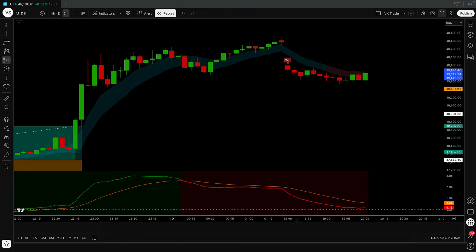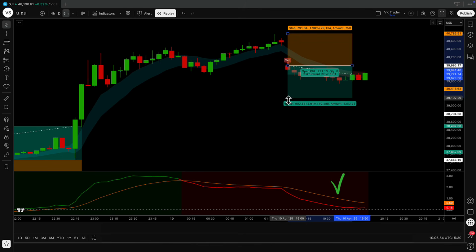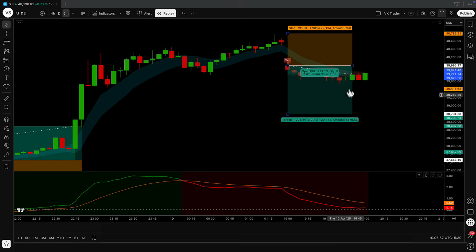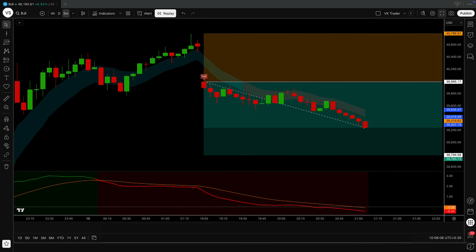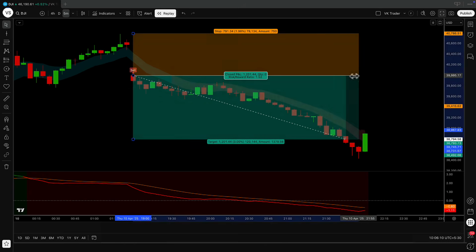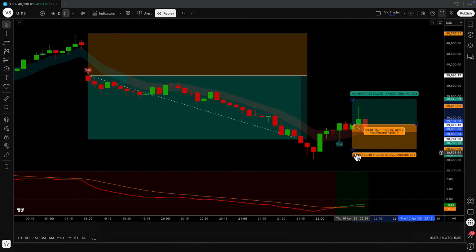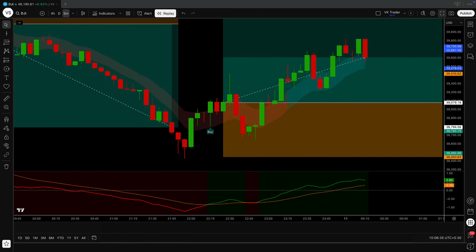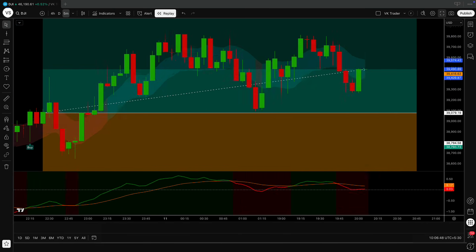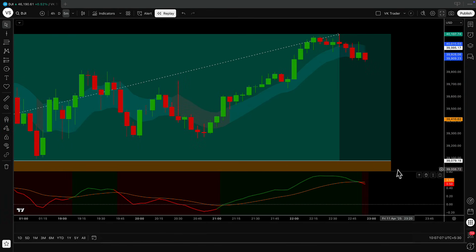Here you can see that we have received a sell signal, and the GMMA oscillator indicator has confirmed the trend. The target has been hit. Here you can see that we have received a buy signal, and the GMMA oscillator indicator has confirmed the trend. The target has been hit.